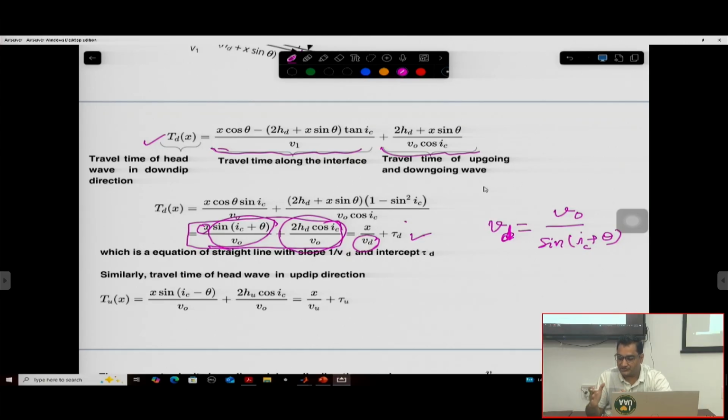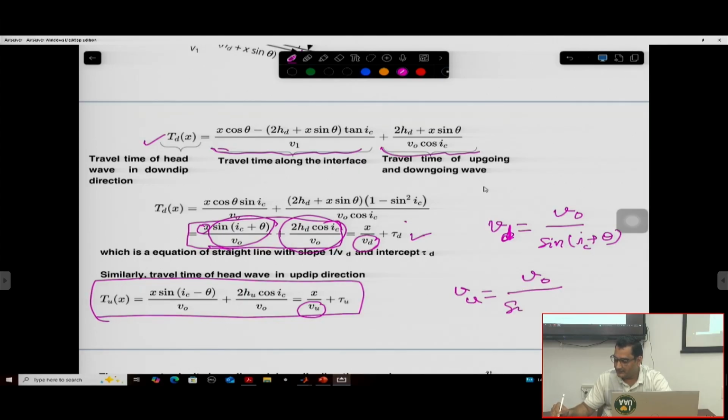Likewise, if you change the position of the receiver in the up dip direction, what should be the travel time of the head wave? That will be something like this. That will be the up dip direction. And here, you will see the term Vu has appeared because we are doing up dip. So Vu will be equal to V naught divided by sine of Ic minus theta. That is the apparent velocity.